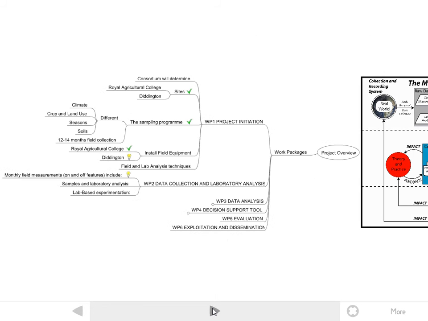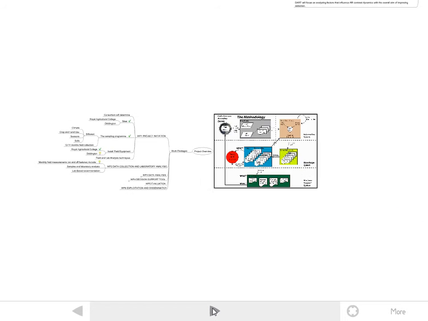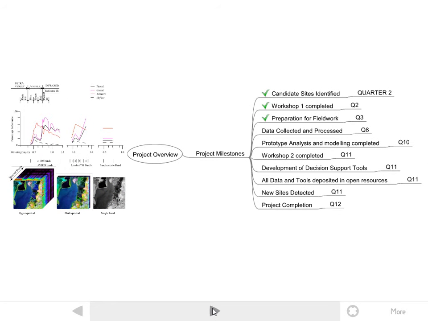We have a number of different work packages, and here's the update as to where we are. We have our sites chosen, we've got a sampling program in place, we've installed field equipment at Royal Agricultural College, and we've got one set installed at Diddington in Cambridgeshire, and we've started our monthly field measurements. We've also achieved a number of milestones over the last 6 months. We've identified our candidate sites, we've completed our first workshop, and we're prepared for field work.